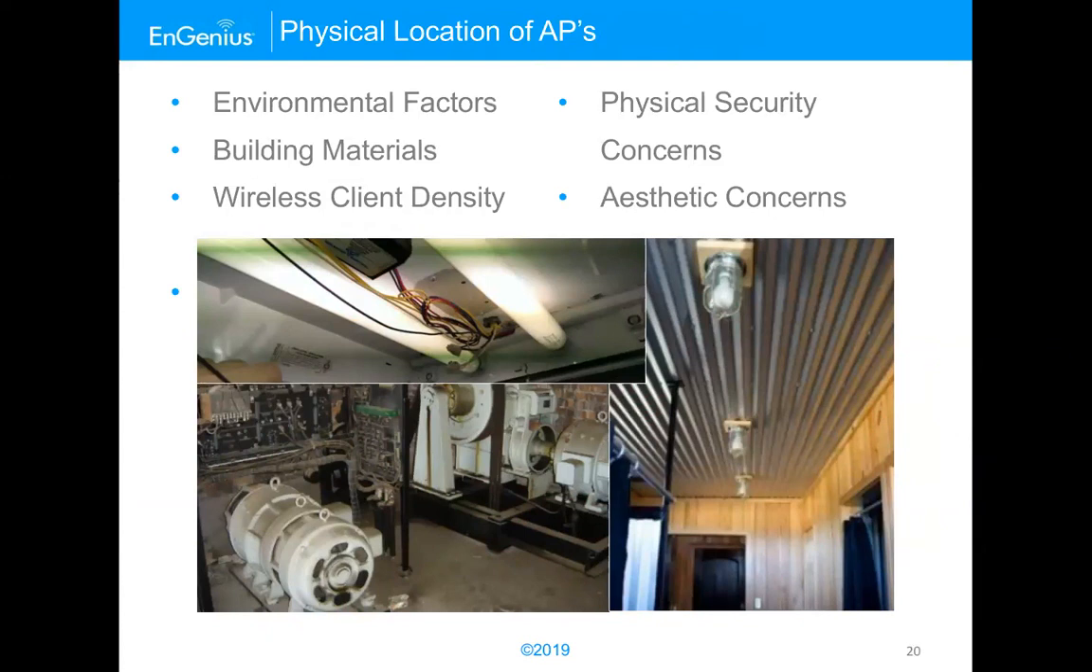Let's say metal ceilings. You obviously don't want to mount an access point directly to the metal ceiling because you'll get the same signal strength, but you'll get less signal quality. And that's obviously going to impact the capacity of your network to carry a certain load.